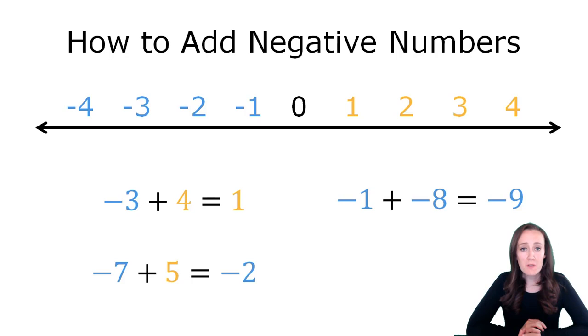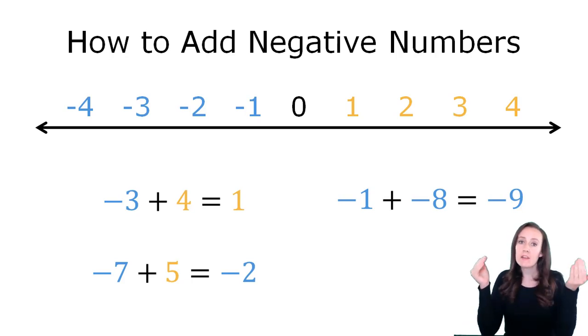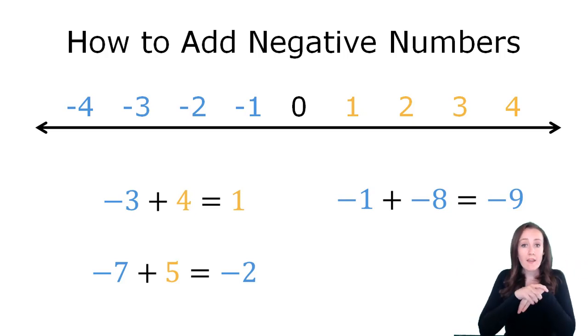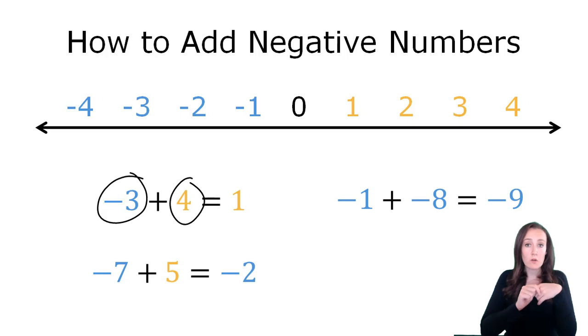All right, so when you're adding negative numbers, the main thing to remember is that positive and negative numbers are opposites of each other. So if you add together two numbers that are opposites, they're going to cancel each other out. So for example, if I have -3 plus 4, the 3 negatives are going to cancel out 4 of the positives, which means that your answer is a +1.